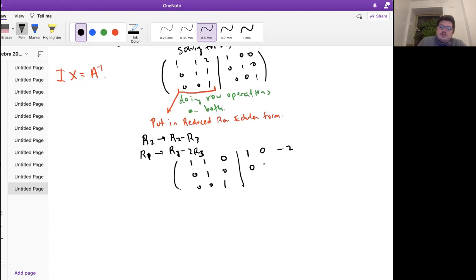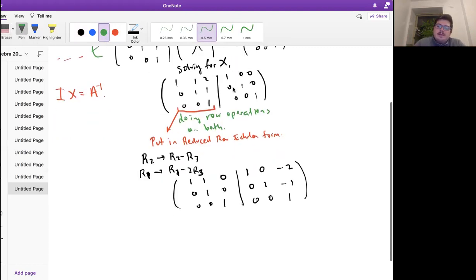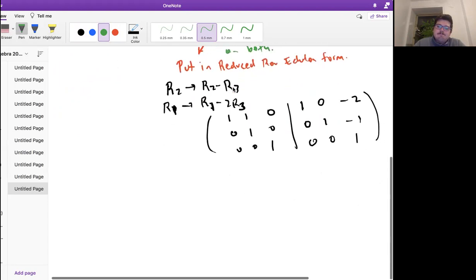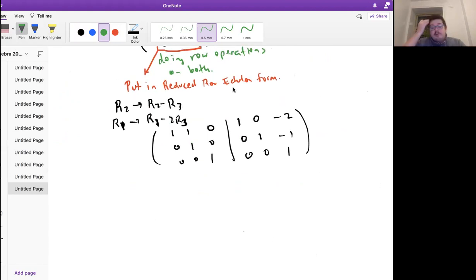Yep. 0, 1, negative 1, and 0, 0, 1. Everyone see that? So the augmented matrix is the tool to make tracking this a lot easier. Otherwise, we would be doing all of these inverses. Or we would be multiplying all these matrices, but row operations amounts to multiplying by matrices.